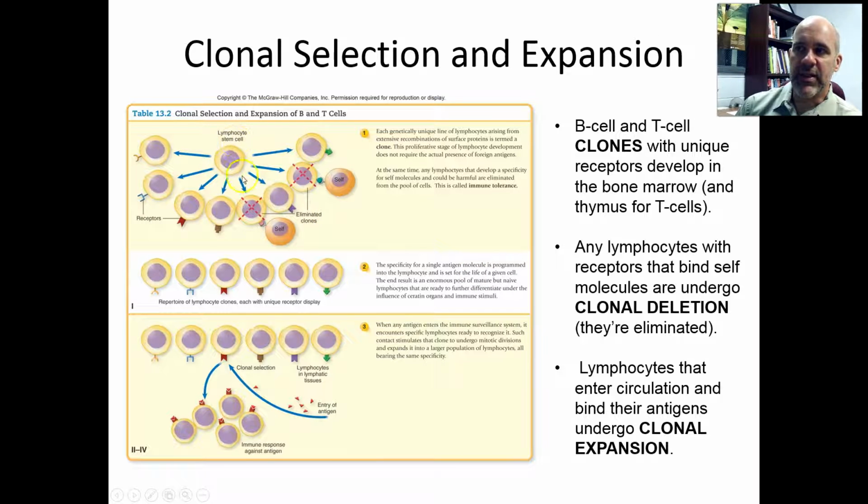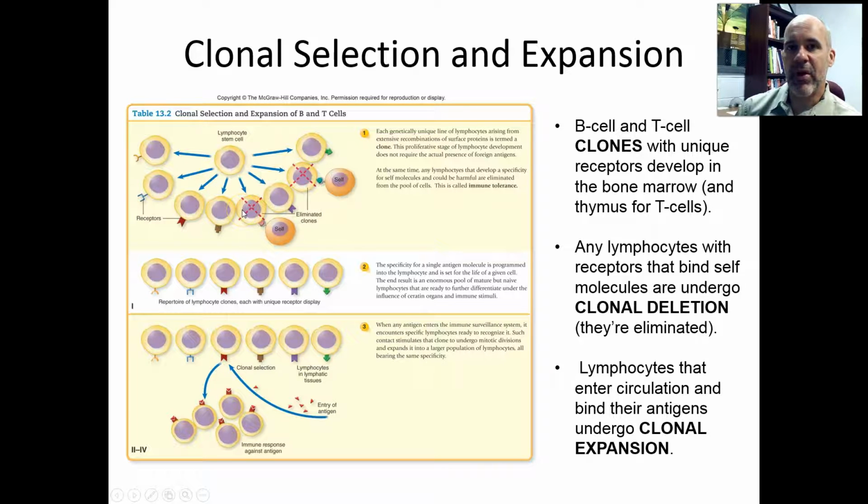Now, interestingly, take a look at this diagram over here. They're showing you a lymphocyte stem cell that generates a bunch of B cell or T cell clones, and they have receptors that will bind to different antigens. So with all that genetic shuffling going on, what prevents you from having B cell receptors or T cell receptors that will attach to your own antigens, your own surface molecules? And incidentally, that does happen.